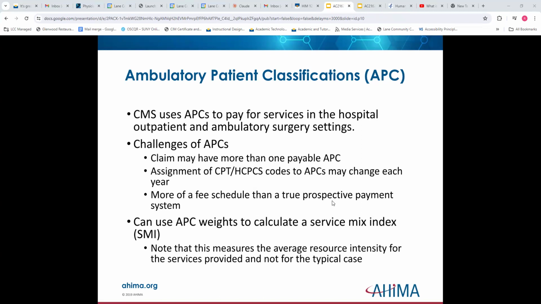We can use APC weights, though, to calculate a service mix index. And again, this is another average, and this is measuring the average resource intensity for these types of hospital, outpatient, and ambulatory surgery center settings.